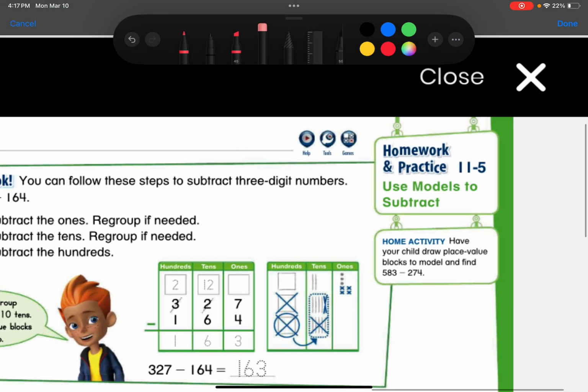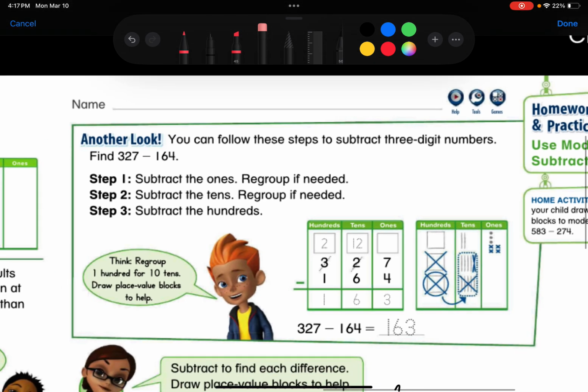Okay, this is homework and practice 11-5, use models to subtract. You can follow these steps to subtract three-digit numbers. Find 327 minus 164. Step 1 is subtract the ones, regroup if needed. Step 2 is subtract the tens, regroup if needed. Step 3 is subtract the hundreds, and you don't need to regroup in the hundreds place.